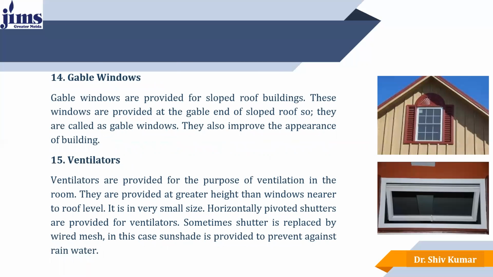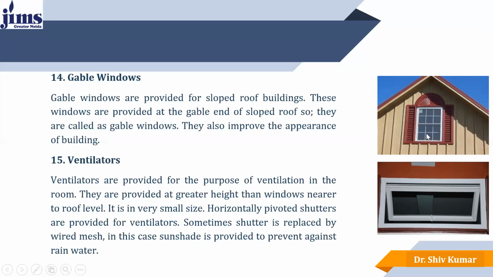Next is gable windows. The gable windows are provided for sloped roof buildings. These windows are provided at the gable end of the sloped roof, so they are called gable windows. They also improve the appearance of the building. Here you can see in the image, this is called the gable portion. In the gable portion, this window is provided. That is why the name is given gable windows.